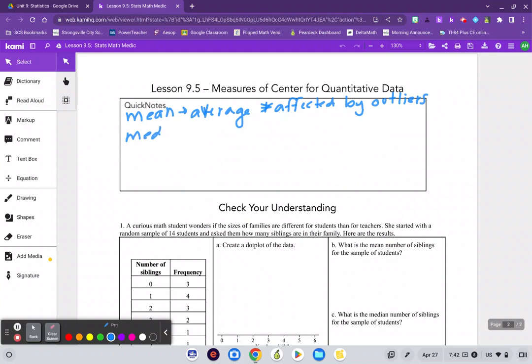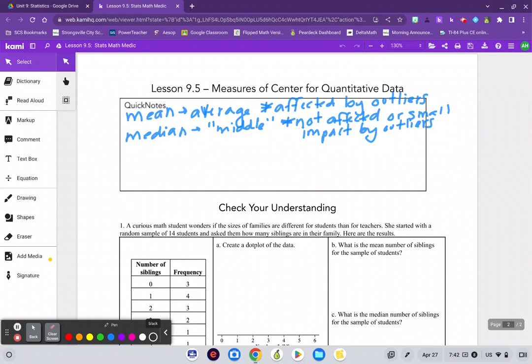A median, which we say is the middle value, is either not affected by outliers or has little effect, or small impact by outliers. Which is why we like to use the median to describe data, because it's not impacted by outliers, whereas the mean is impacted by outliers.